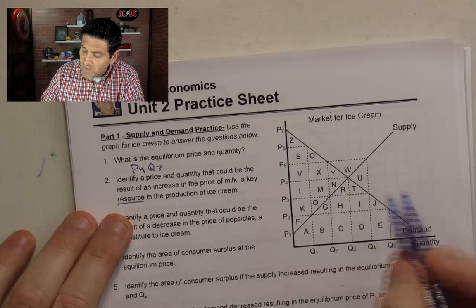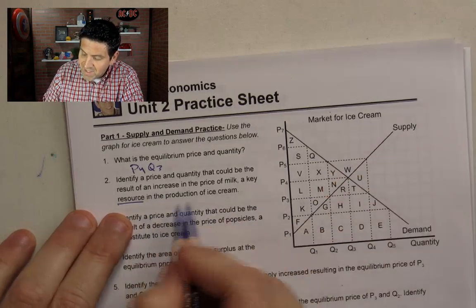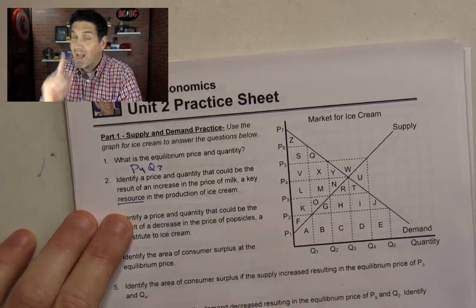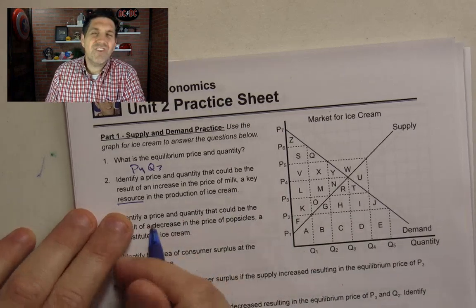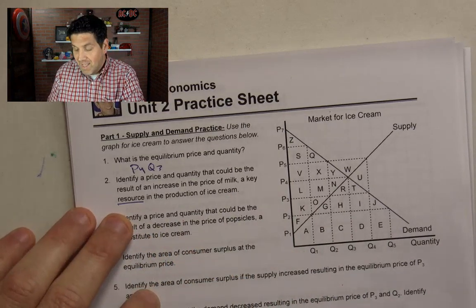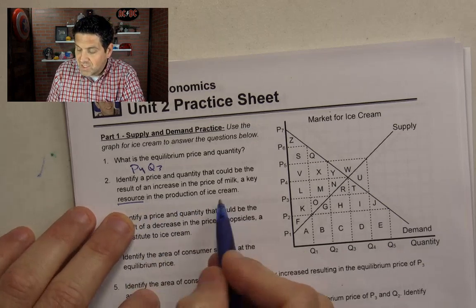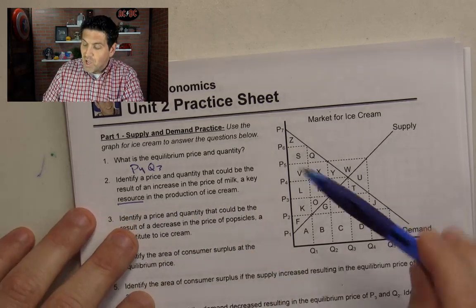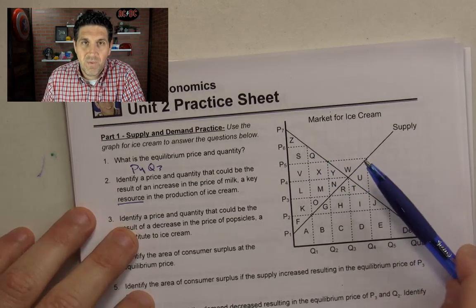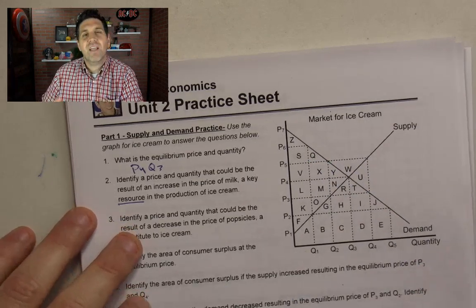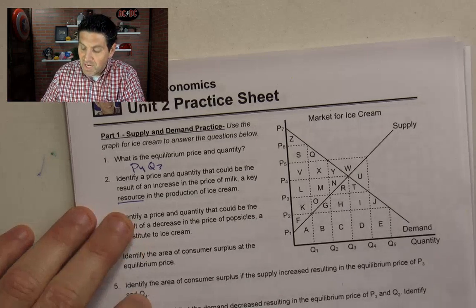This question starts off, we know we're looking at ice cream, all right? And then it's talking about the price of milk, and then it tells you, and it has to tell you, the teachers and professors usually don't let you just kind of guess. It tells you this is a key resource in the production of ice cream. Milk you use to produce ice cream. So clearly we're talking about supply over here. We're not talking about demand at all. It's not going to affect consumers as much as it's going to affect the production of ice cream.